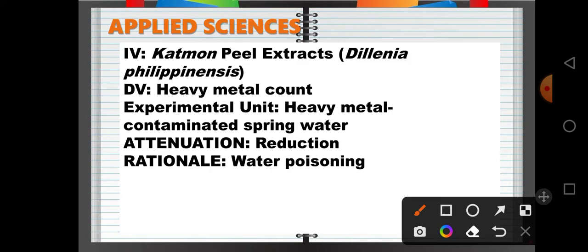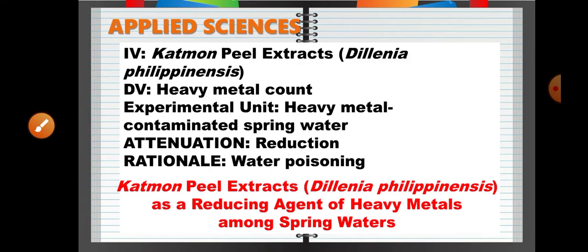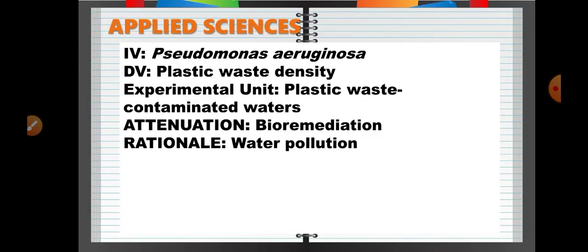So from here, we can formulate a study entitled Catmon peel extracts as a reducing agent of heavy metals among spring waters. Okay, so reducing agent here is our, let's say, expected product. Okay, so spring water, okay, as our experimental unit because it is the one contaminated by our dependent variable. Okay, next. We have another study under applied sciences.